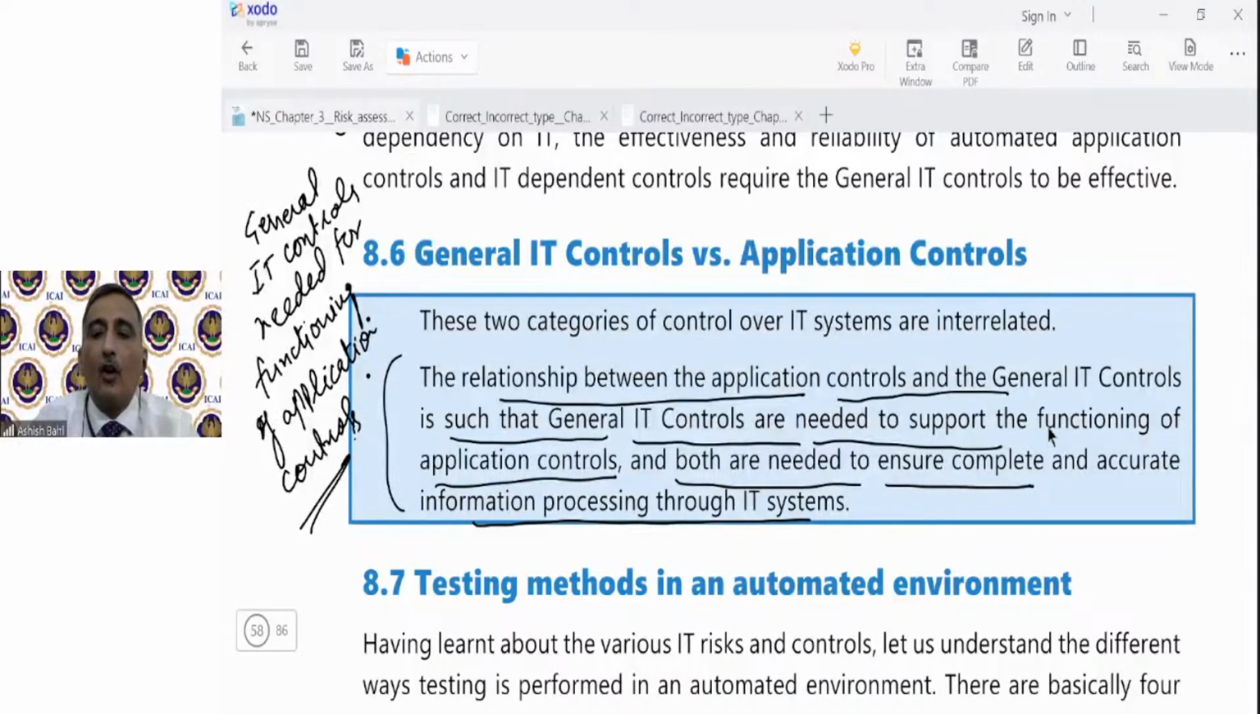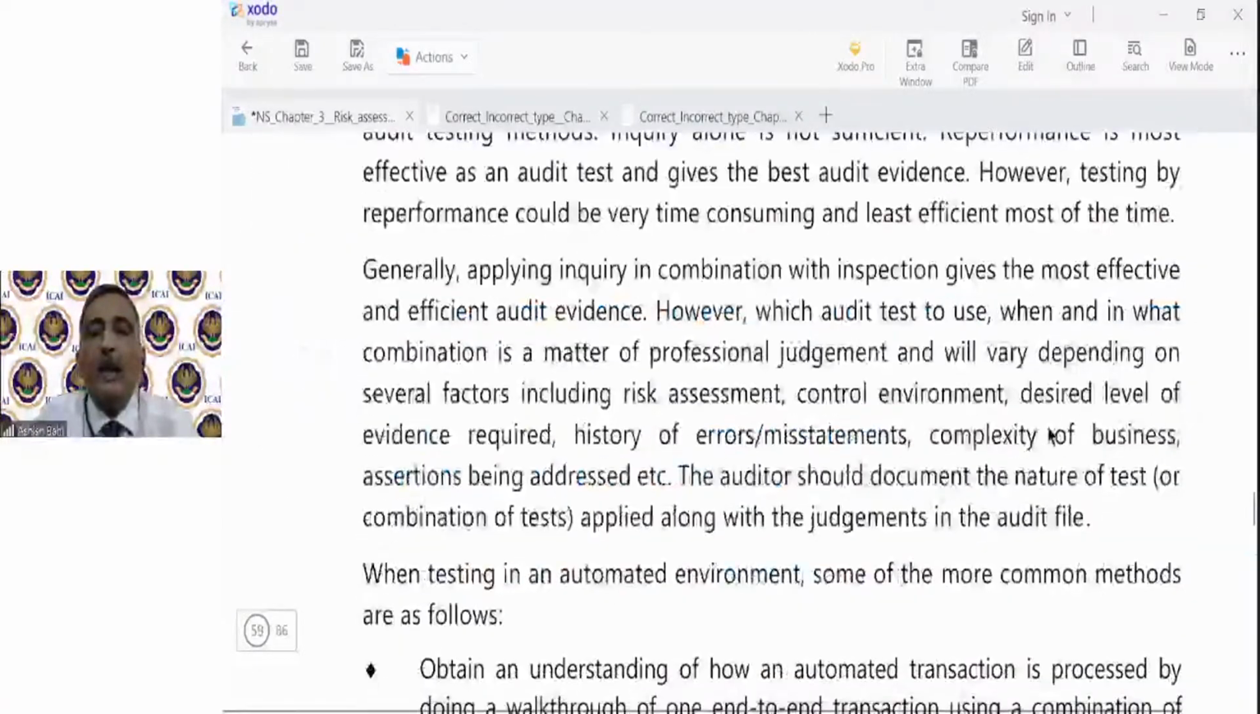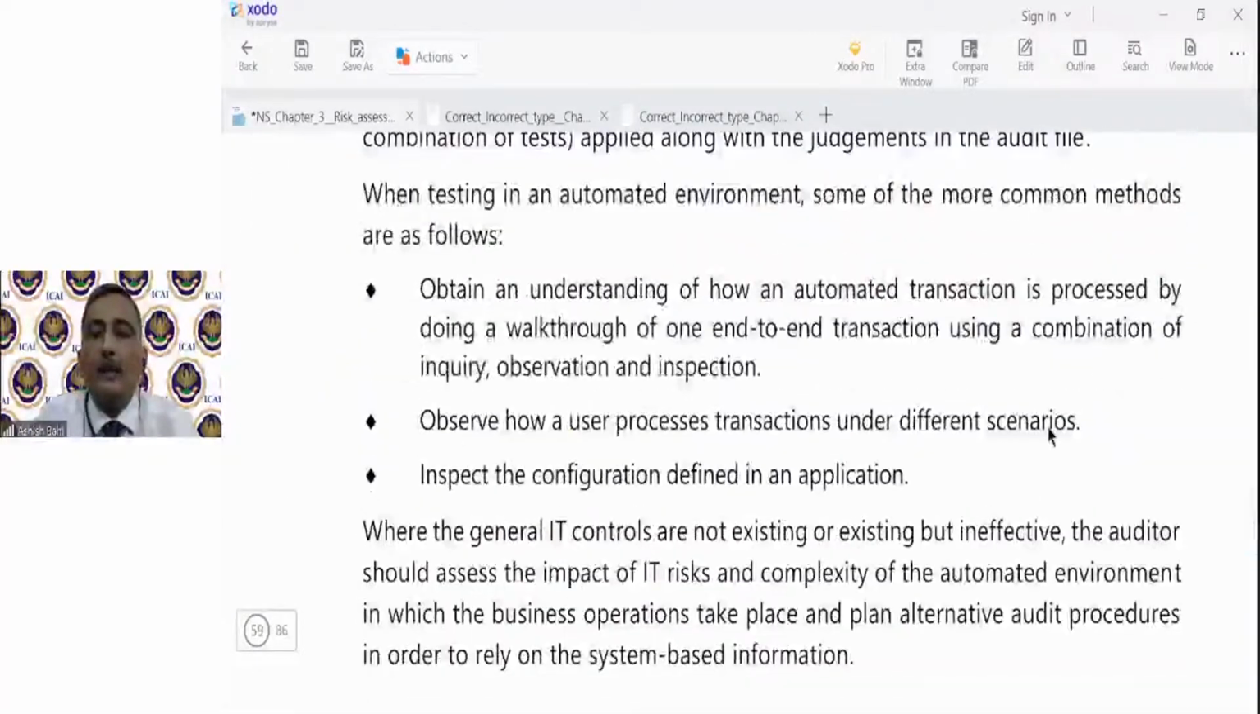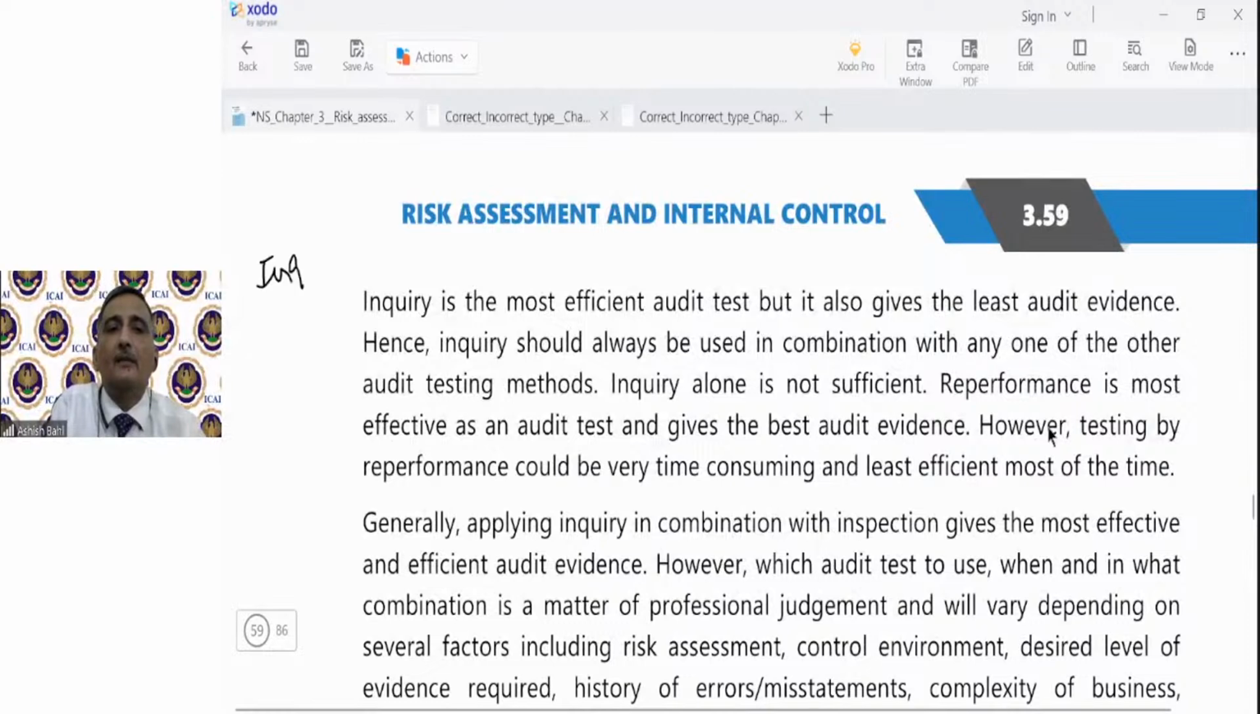So what are those ways? These ways, students, you have already studied. These are inquiry, inspection, observation, and reperformance. Same things.